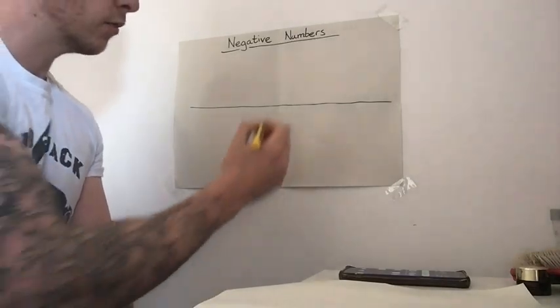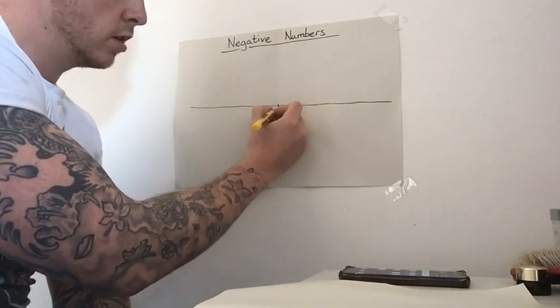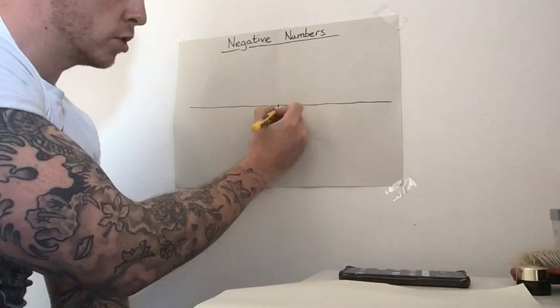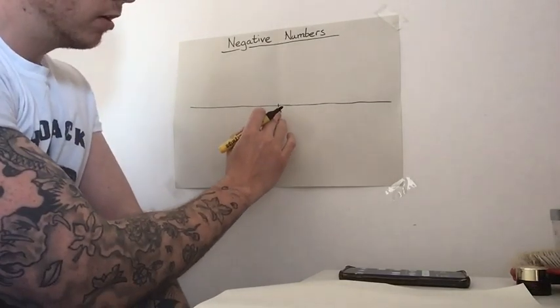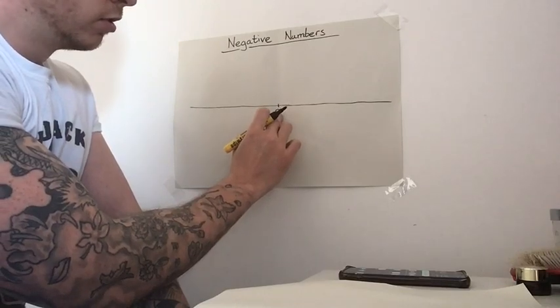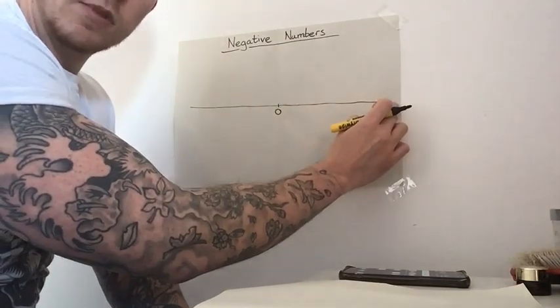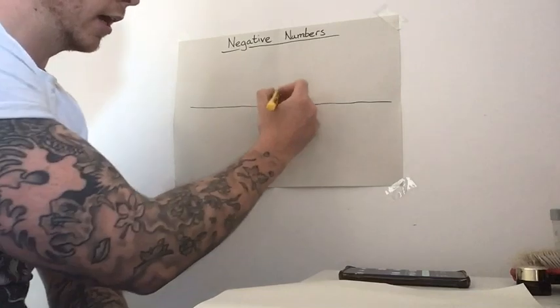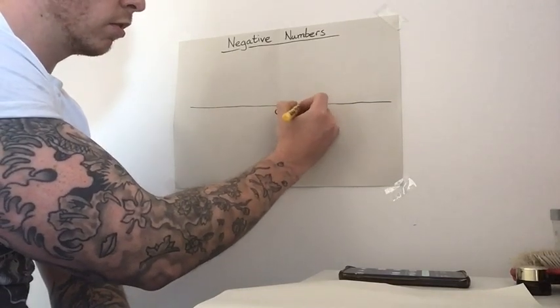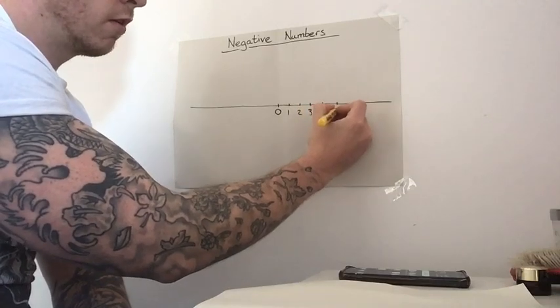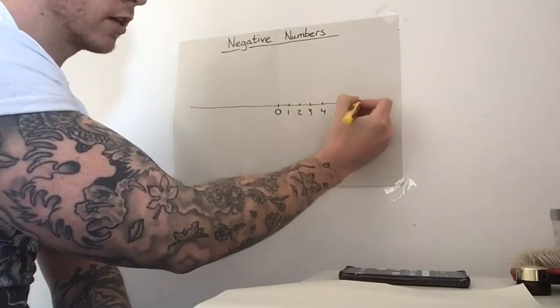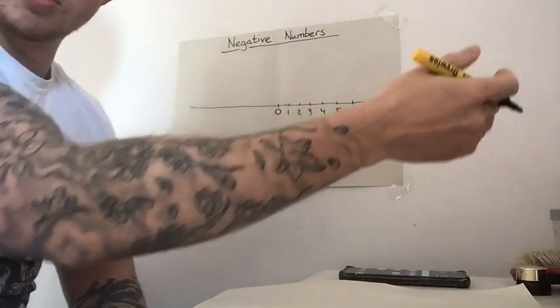So when we're looking at negative numbers, we're going to put this 0, going to pop it just in the middle. Okay, so any number that goes from 0 to the right of the number line is going to be a positive number, like 1 or 2, 3, 4, 5, 6, 7, and so on.